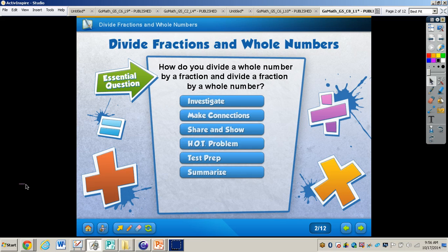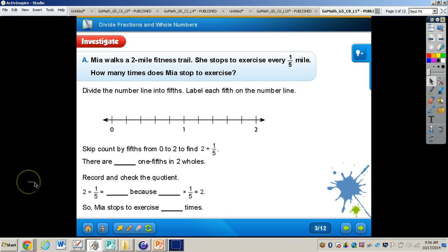get out your math journal and a pencil. And the essential question that we're going to be unlocking is how do you divide a whole number by a fraction and divide a fraction by a whole number. So let's take a look at that problem on page 339. It says Mia walks a 2-mile fitness trail. She stops to exercise every 1/5 mile. How many times does Mia stop to exercise?